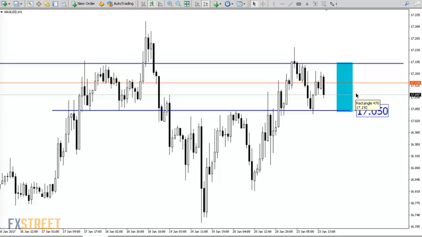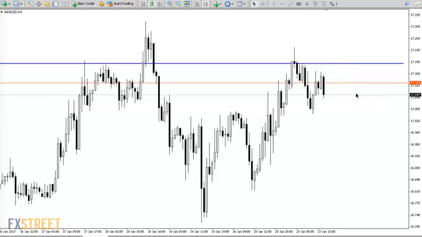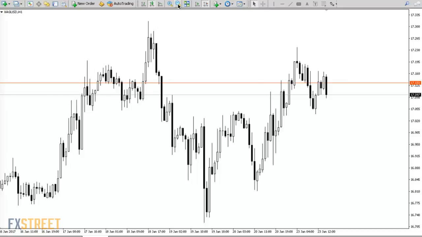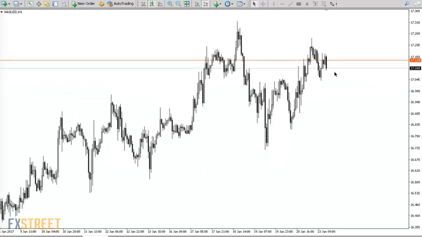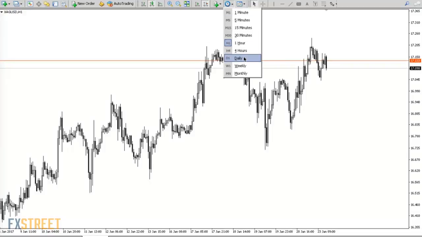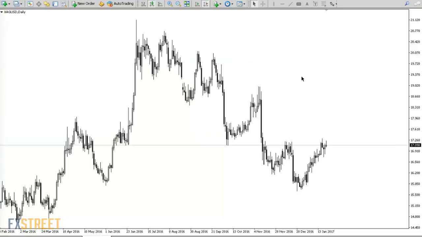So for the H1 time frame at this moment, I don't see any potential trade to take because of the spread. So I want the market to be more volatile, a bigger move, then possibly to give us a better profit margin.